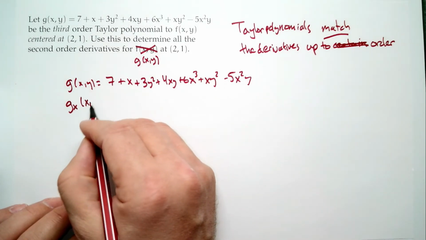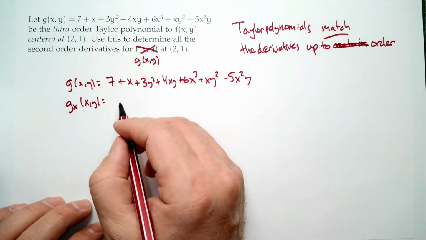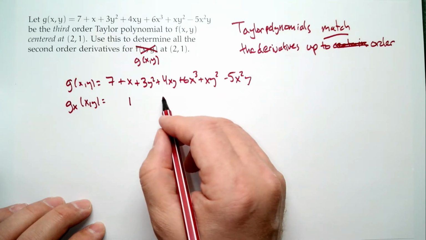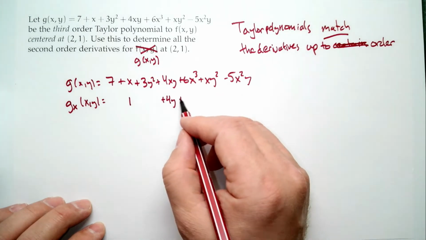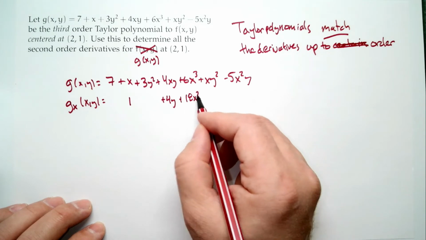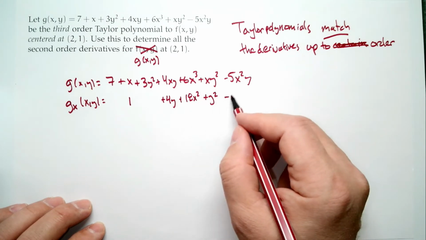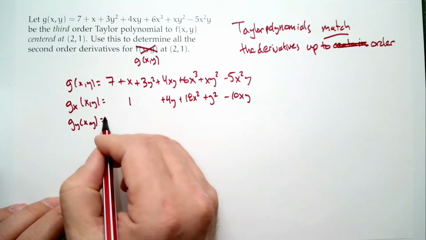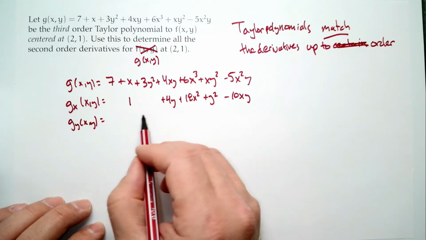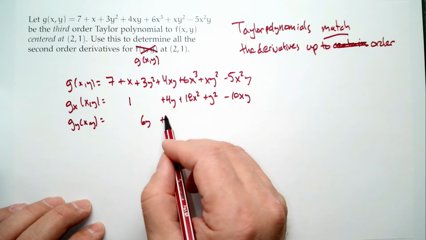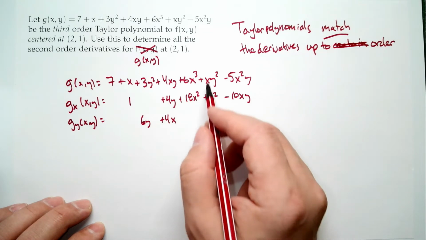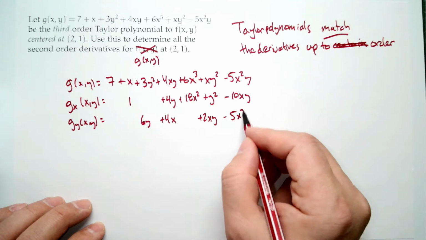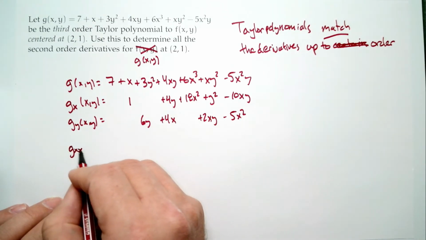g sub x. Okay, so what is g sub x? Help me out. 1, 4y, 18x squared, y squared, negative 10xy. Okay, g sub y. What will that be? So again, I'm going through here. 6y, 4x, 2xy, negative 5x squared.